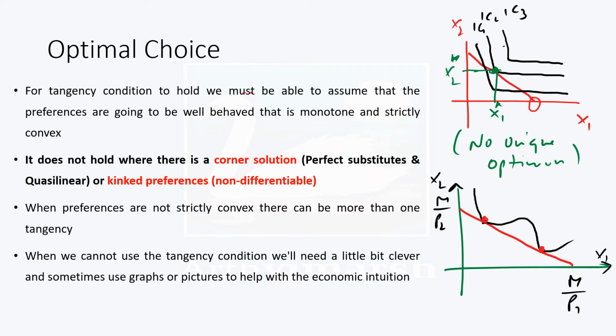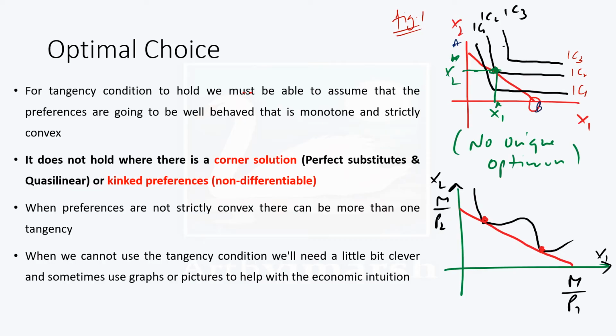Now, as we have been emphasizing, for tangency to hold, we must be able to assume that these preferences are well behaved, that is, strictly convex preferences and monotonic in nature. But are there any exceptions to this? So let's look at two key cases. Say for instance in this figure 1, you have this kind of preferences, IC1, this is indifference curve 2, this is IC3, and for x1 x2 this is the budget line AB which you have.